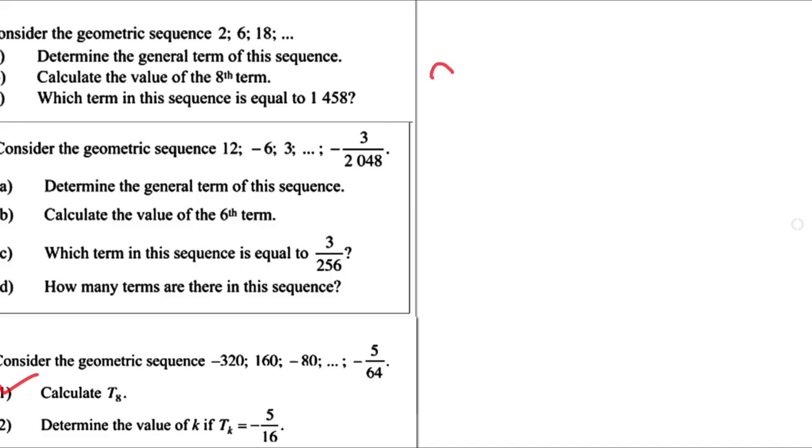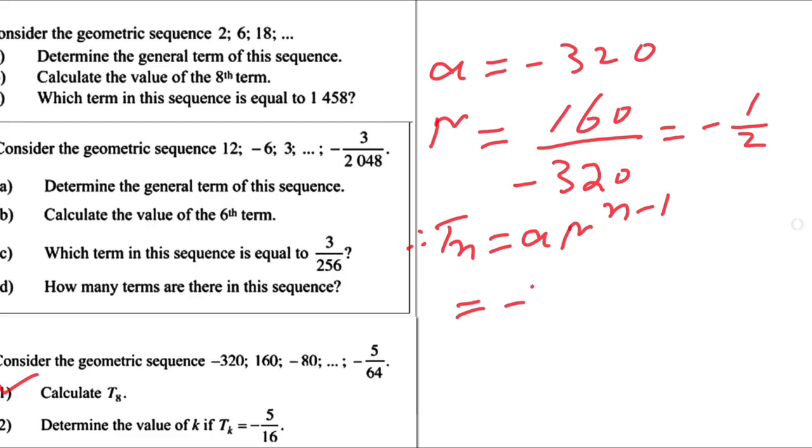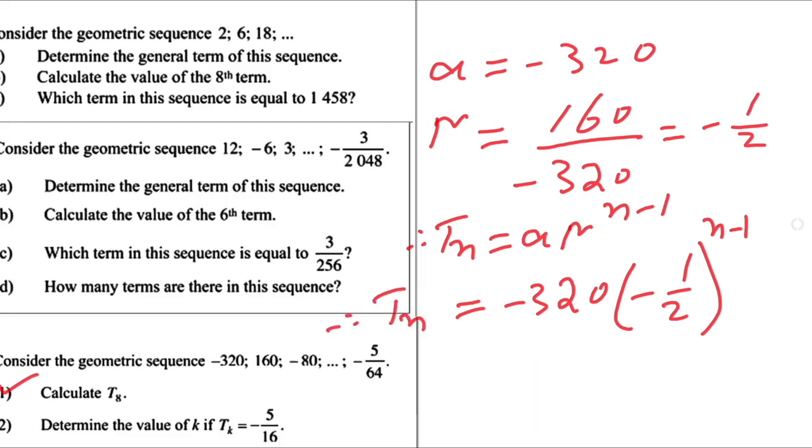So A is going to be equal to negative 320, and the common ratio is going to be equal to 160 over negative 320. The answer will be equal to negative 1 over 2. Therefore Tn is going to be equal to A r to the power n minus 1. The first term we got is negative 320, and negative 1 over 2 is the ratio, n minus 1 is the power. So now I have the nth term.